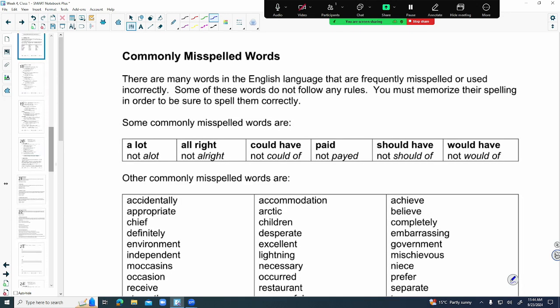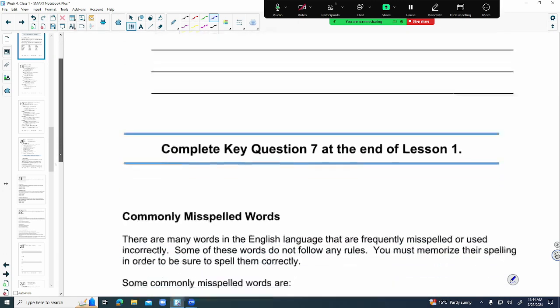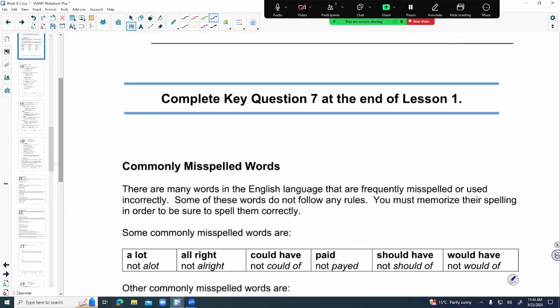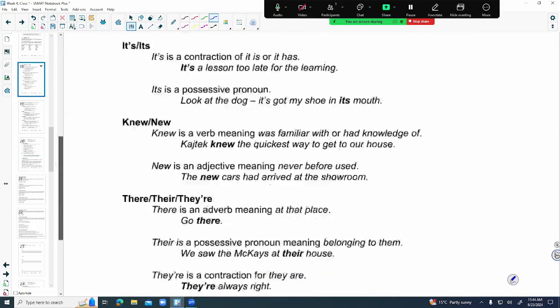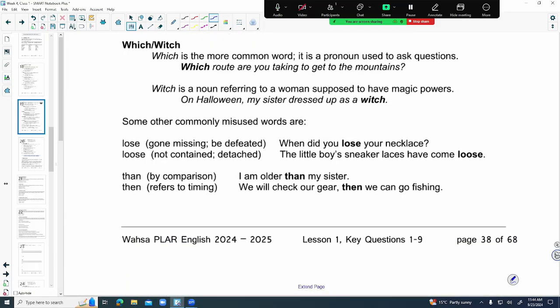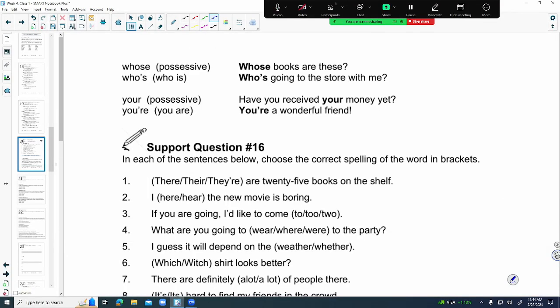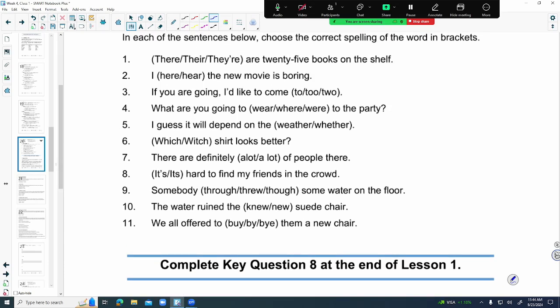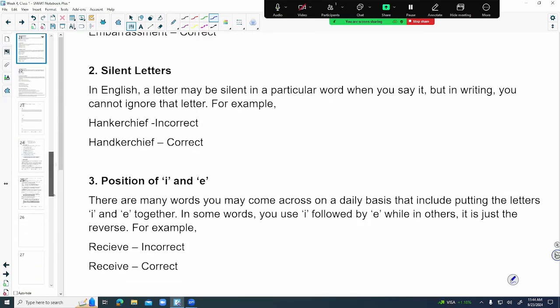Okay, so the next thing that we're looking at in lesson 1 is commonly misspelled words. Okay, so that's on the bottom of page 36. There's a list of commonly misspelled words on page 37 and page 38. Take a look at this list because these are words that I do see pretty often misspelled in students' writing. So look through that list. Then support question 16. Make sure you do that support question. Take your time and then check your answers at the end.